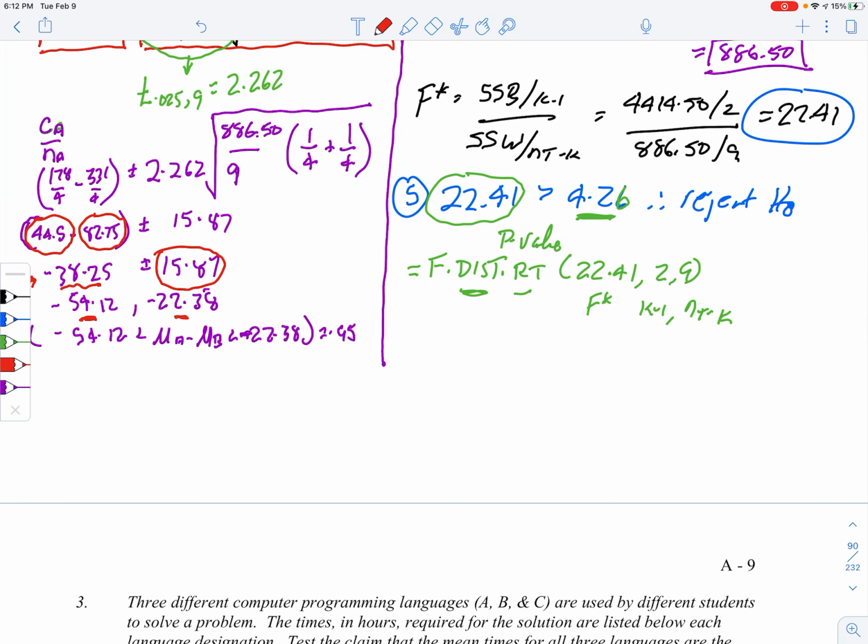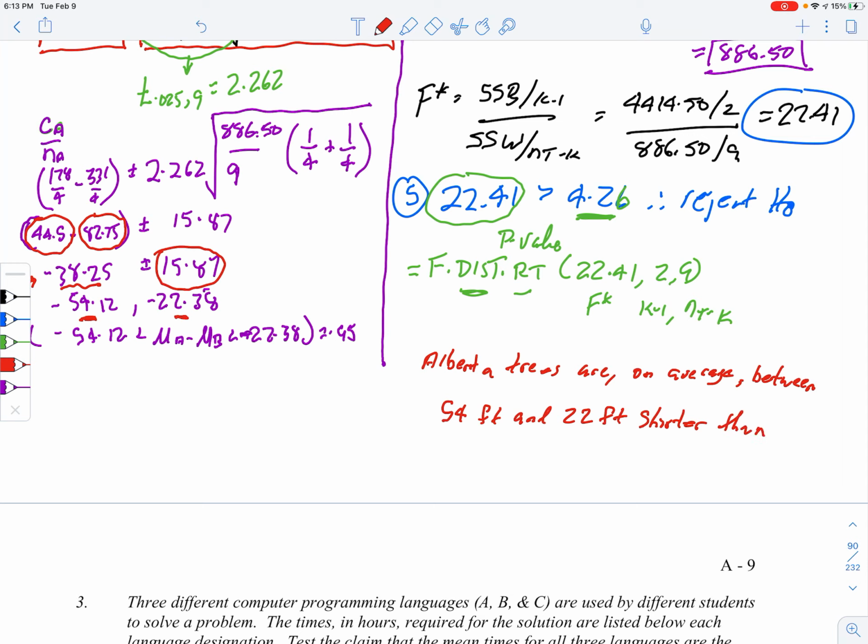Do you want me to write that? So we'll put down that Alberta trees are, on average, between 54 feet and 22 feet, of course there's some decimals there, shorter than BC trees. This is 95% confidence.